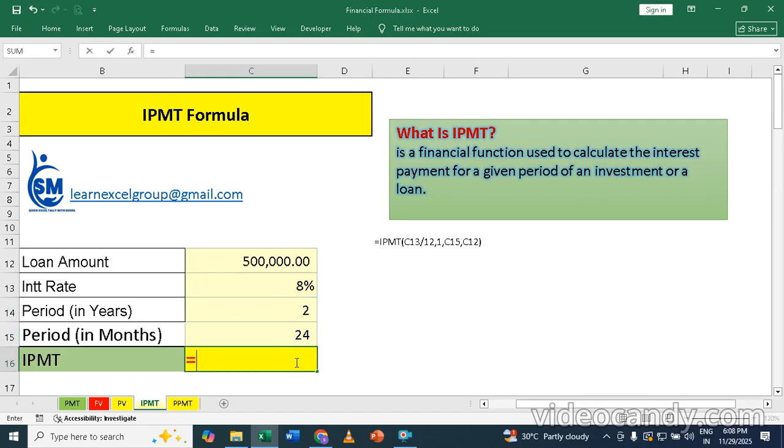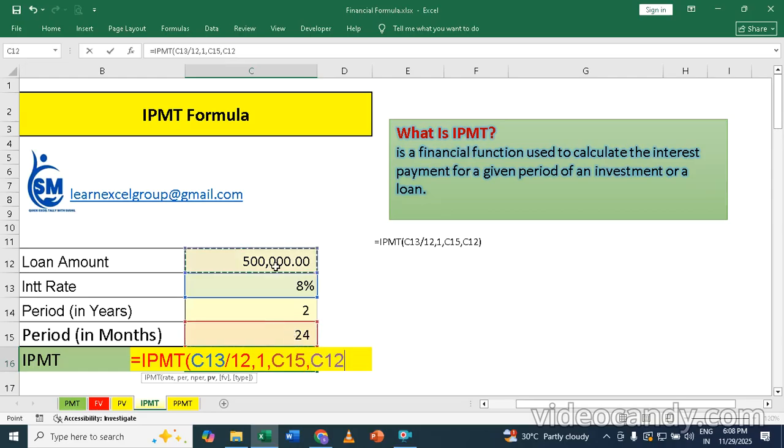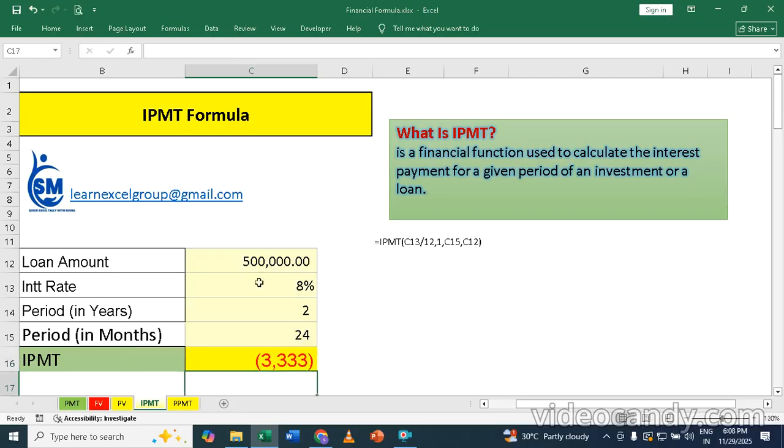The formula you'll have to use is IPMT. IPMT stands for interest, like how much interest you have to pay to the bank. So equal to IPMT, bracket open, then click on your interest, that is C13, divide that by 12, comma. Then next option is asking nper, which should always be 1 by default, comma. Then your period is 24 months, that is 2 years, that is C15, comma, and what is the loan? C12, bracket close, enter. So according to this condition, you have to pay the bank 3,333. That is the interest that the bank is charging you. So that is the use of IPMT.